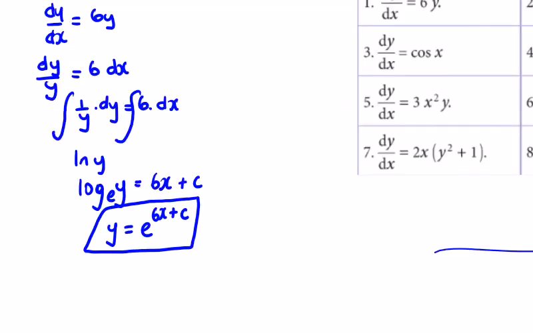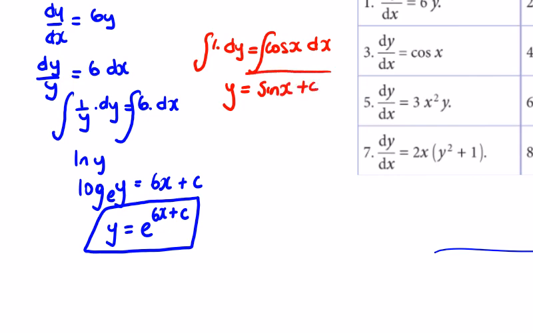Number 3, if we multiply, we're just going to get dy is equal to cos x dx. And if we integrate dy, if you want to imagine that there's a 1 there, it'll be equal to the integral of the other side. So we get y is equal to, the integral of cos x gives sin x, and then just add your plus c in. Solves quite quickly.